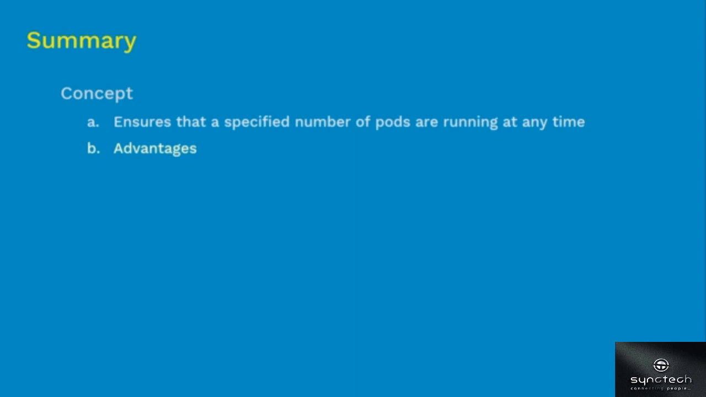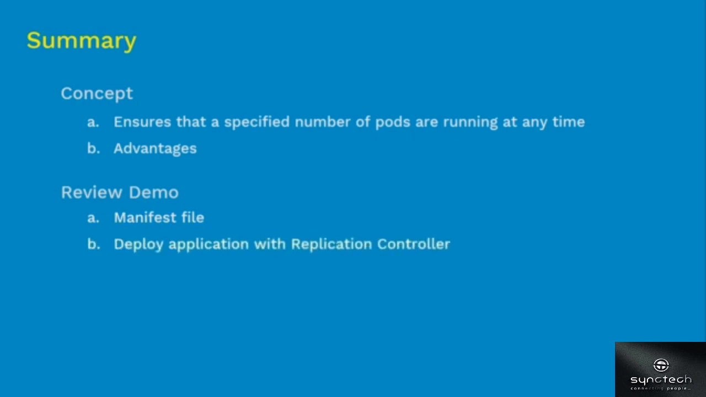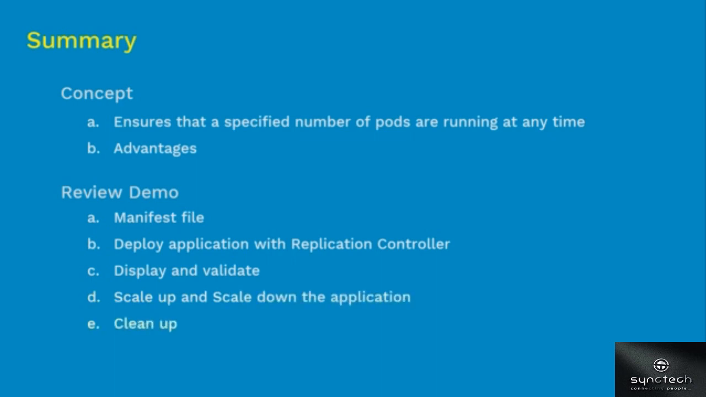After that, in review demo section, we discussed what goes inside the replication controller manifest file. Majorly, replicas and selectors are the two most important fields which make this special. Then we deployed the application using replication controller. Once the application is deployed, we displayed and validated the objects it has created. Then we tested some of the use cases of deployment by scaling up and scaling down the application. And finally, we cleaned up what we have created.